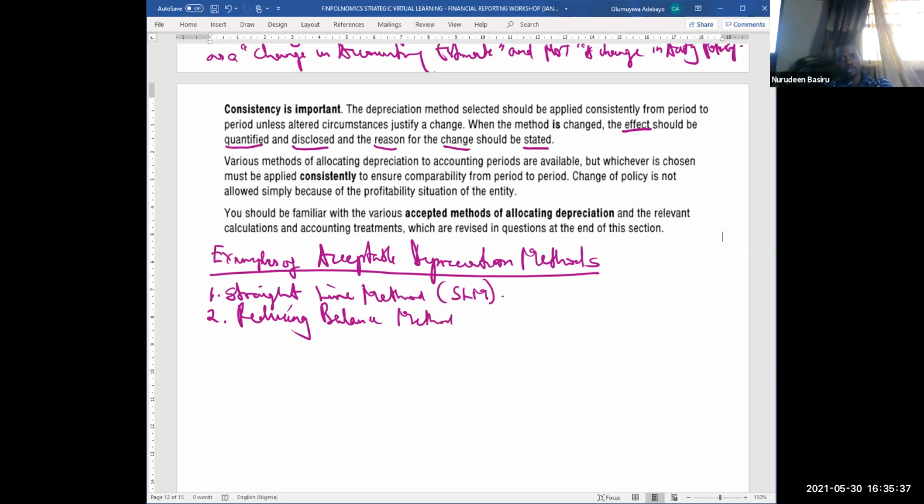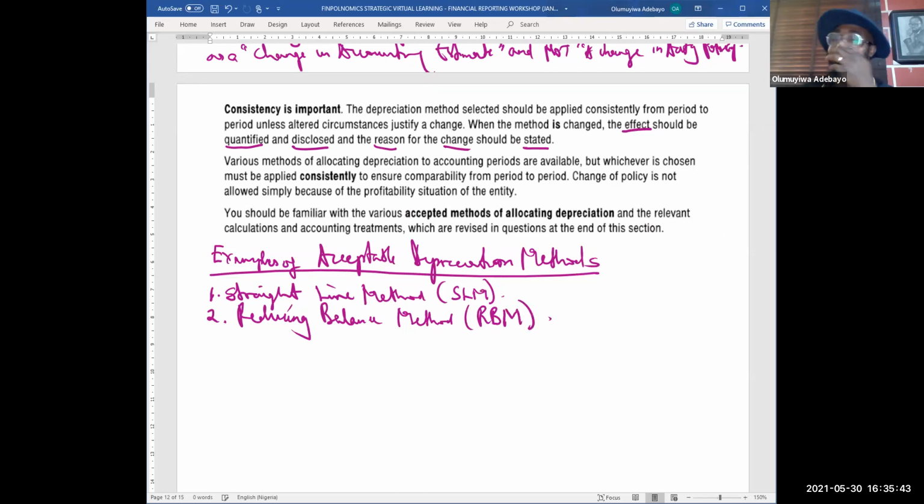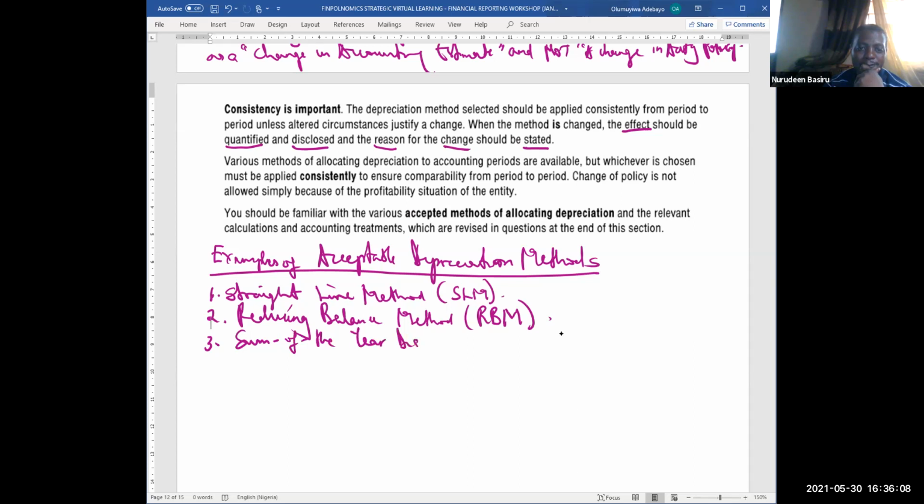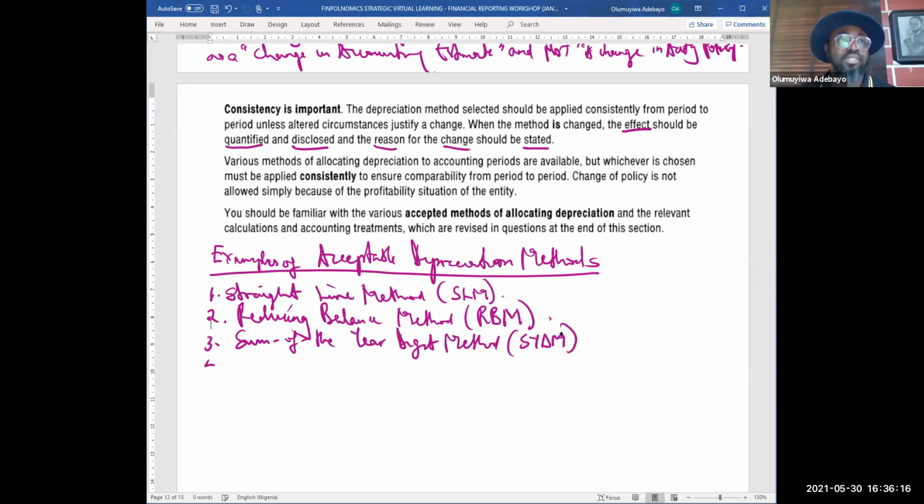A revaluation method. What do you mean by revaluation method? Just a revaluing of assets. No, that's not a methodology of depreciating. Okay. You have also contradicted yourself because you are talking of revaluation of an asset, okay? Sum of the year digits method. Okay, what other method?